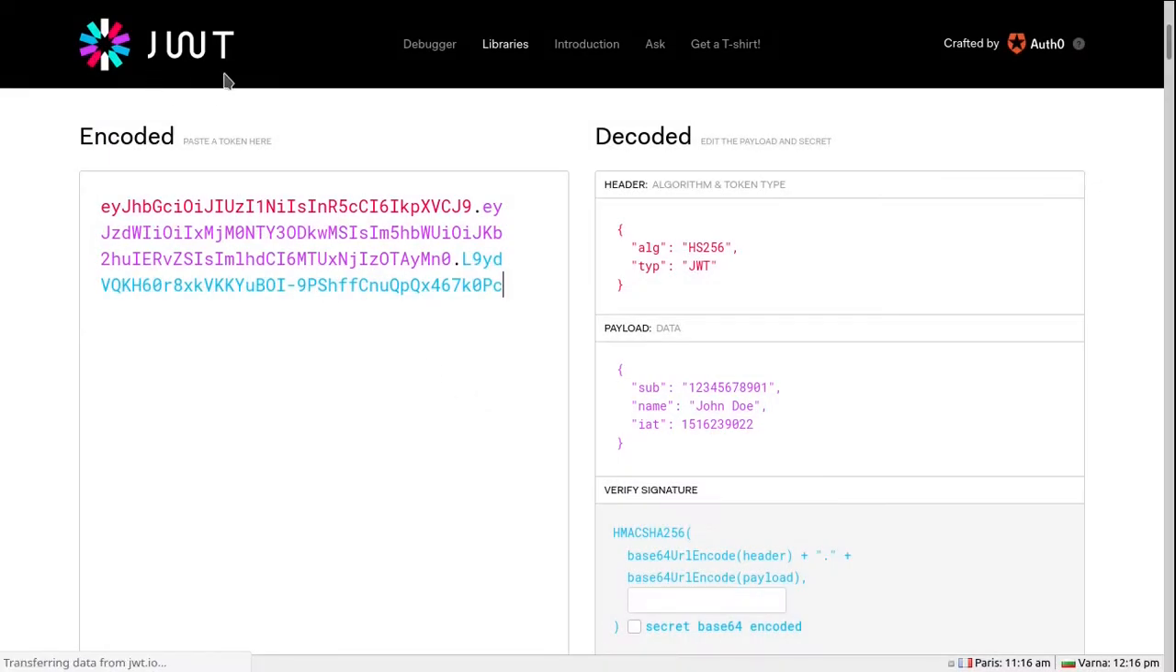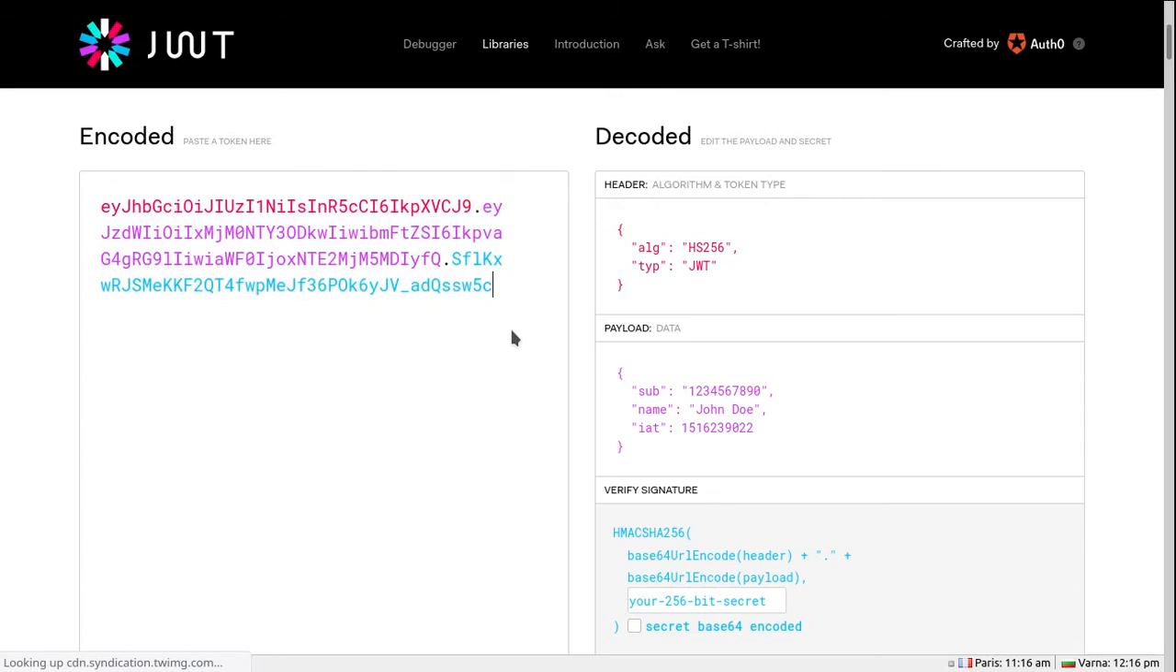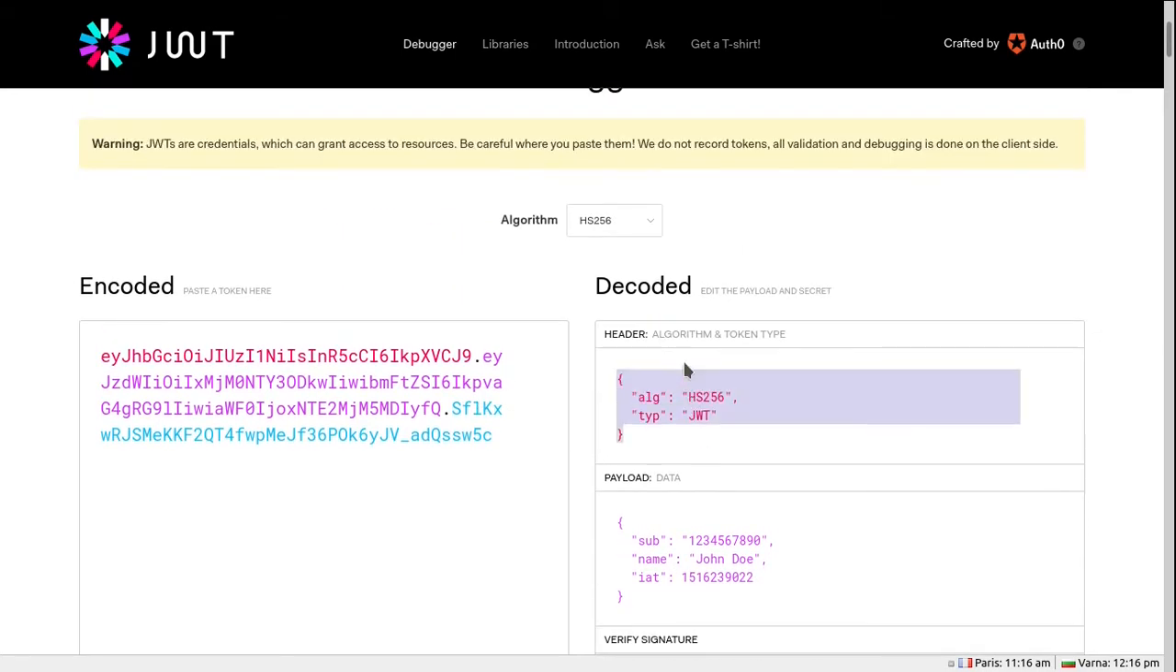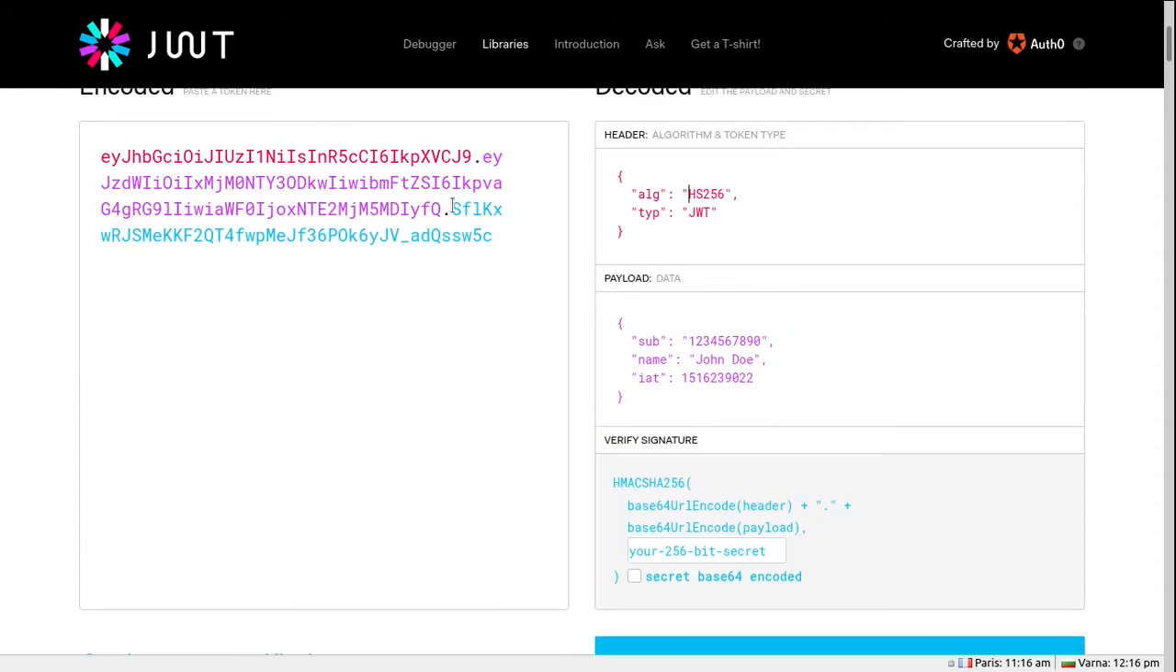So here on the JWT.io website, we see an example token. It has a payload, as we can see, with a name and expire time. Also, it has a header where its algorithm of encryption is specified. At the end, we have a signature verification.